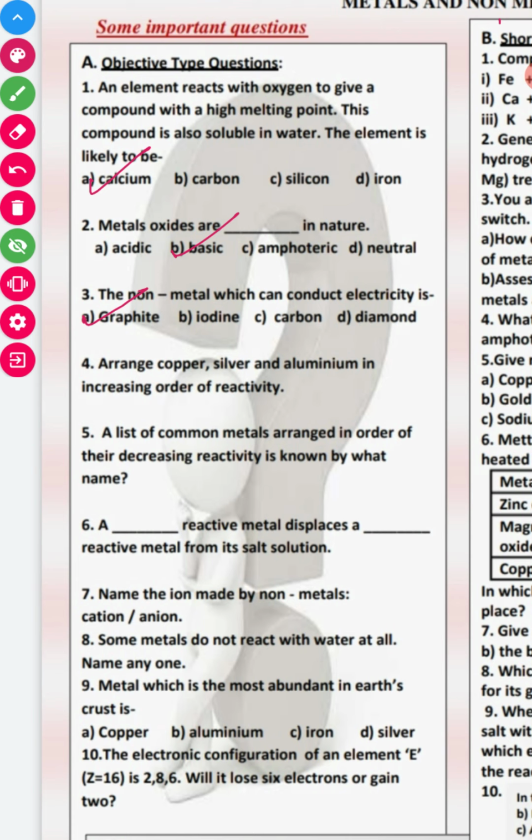Arrange copper, silver and aluminium in increasing order of reactivity. So the increasing order of reactivity is silver, then copper, then aluminium. The list of common metals arranged in the order of decreasing reactivity is known as the reactivity series.